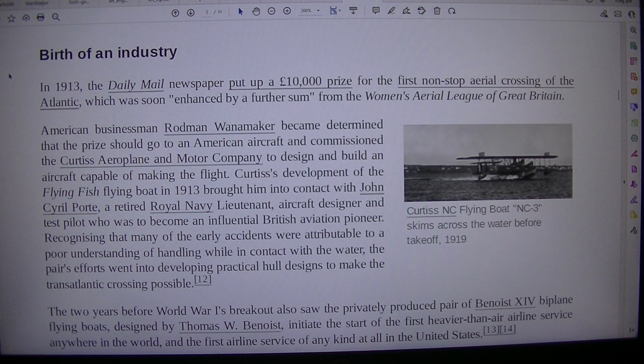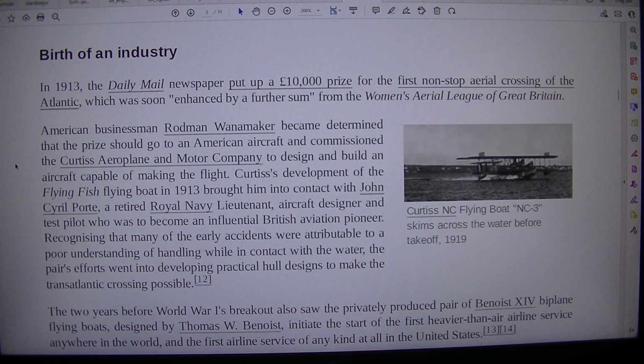Curtiss NC Flying Boat NC-3 skims across the water before takeoff. In 1919 American businessman Rodman Wanamaker became determined that the prize should go to an American aircraft and commissioned Curtiss Aeroplane and Motor Company to design and build an aircraft capable of making the flight.